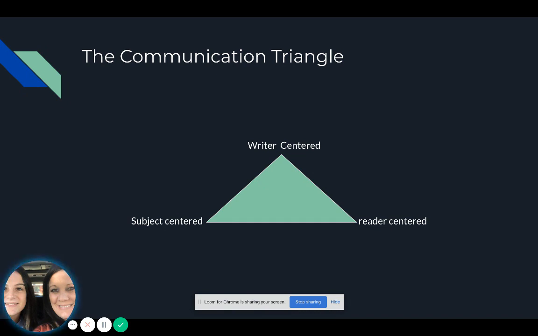Guys, I want you to look at the communication triangle here. In the center of this triangle, you would see the word communication. So there are three things that are focused on with this. You have the writer-centered communication, you have the reader-centered communication, and you have the subject-centered communication. So you start with the subject, go to the writer, and then to the reader, and they're all interconnected.